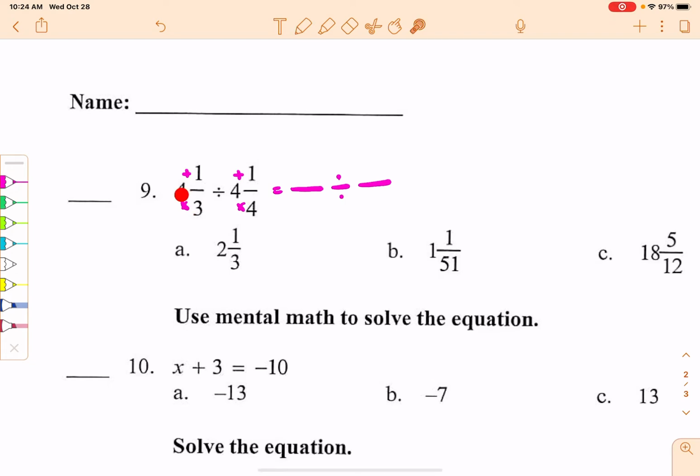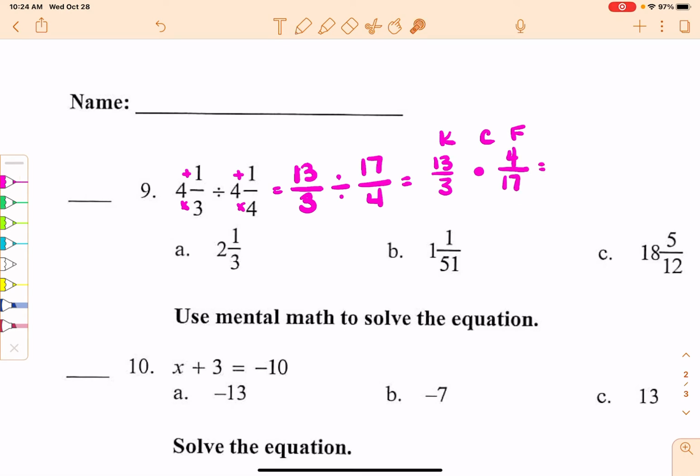So 3 times 4 is 12, plus 1 is 13. So 13 over 3. 4 times 4 is 16, plus 1 is 17. So 17 over 4. Okay, once I get that, then I can do my keep, change, and flip. So I'm going to keep the first one the way it is, change division to multiplication, and flip the second one.